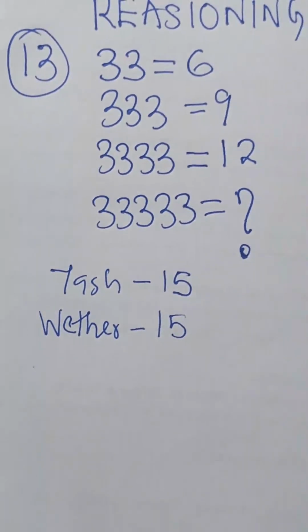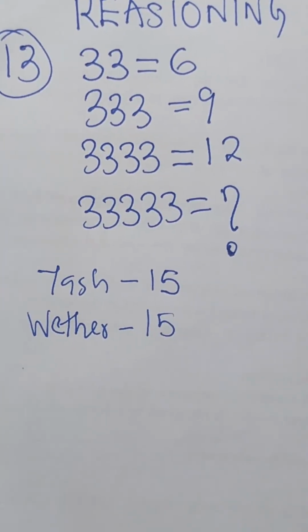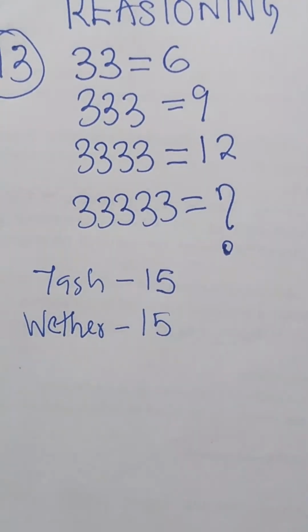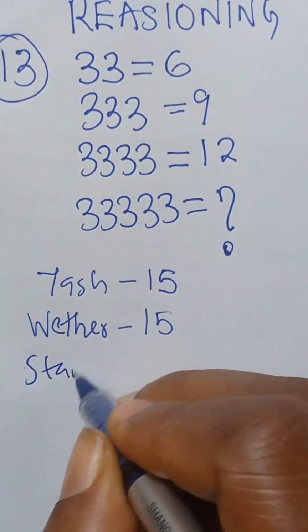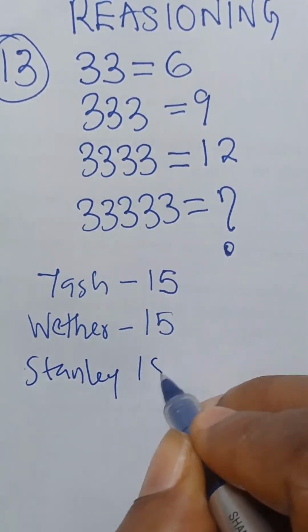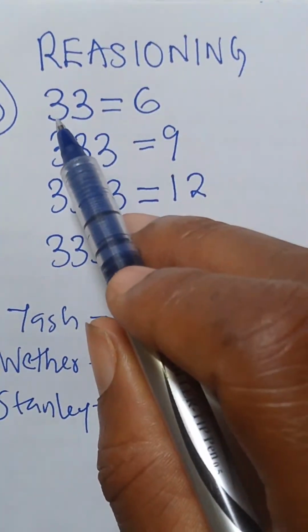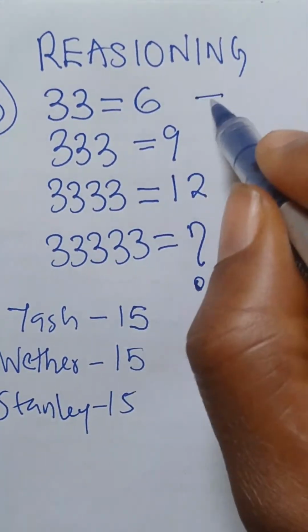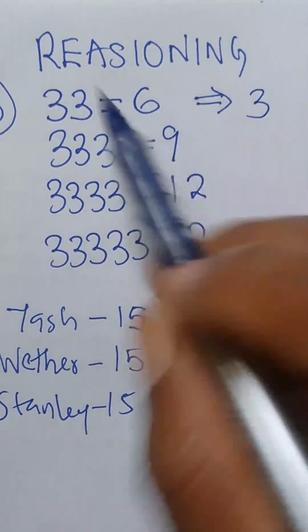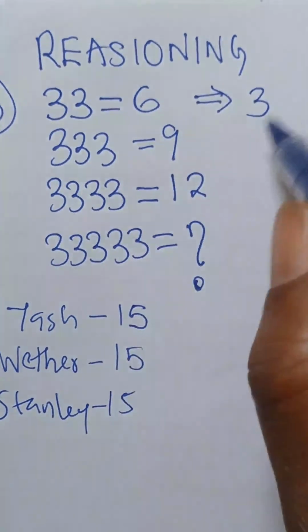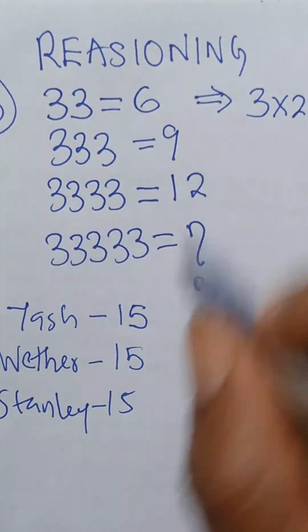Okay, I should do more of calculation question, just multiply or find the difference. Okay, 15. All right, Stanley says 15. Stanley, 15. Okay, so let me just solve it. All right, it's easy. Now you have 3. You pick just one number there, and that is 3. How many 3s do we have here? 1, 2. We do 3 times 2, and that is 6.